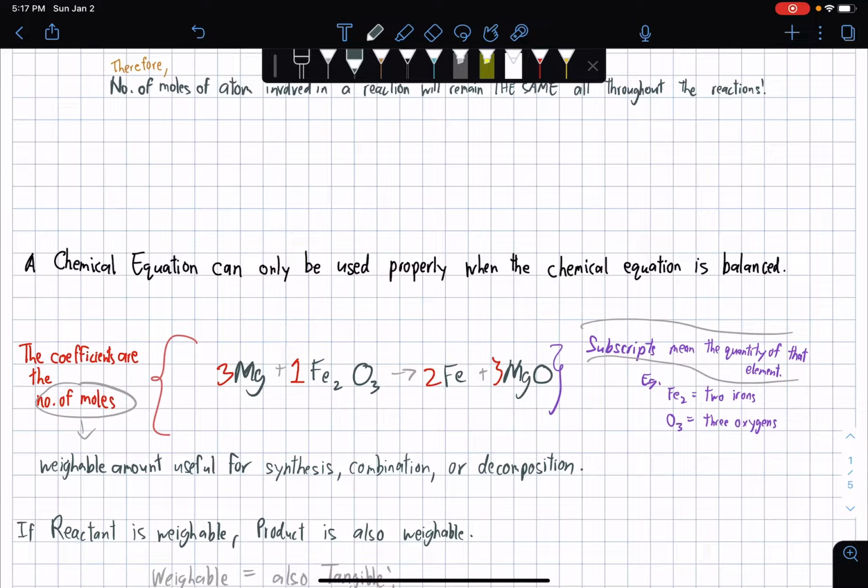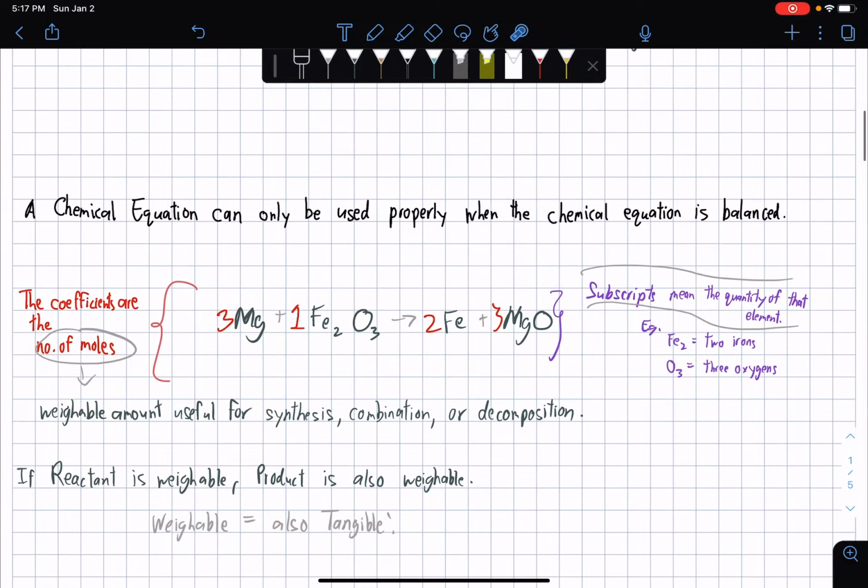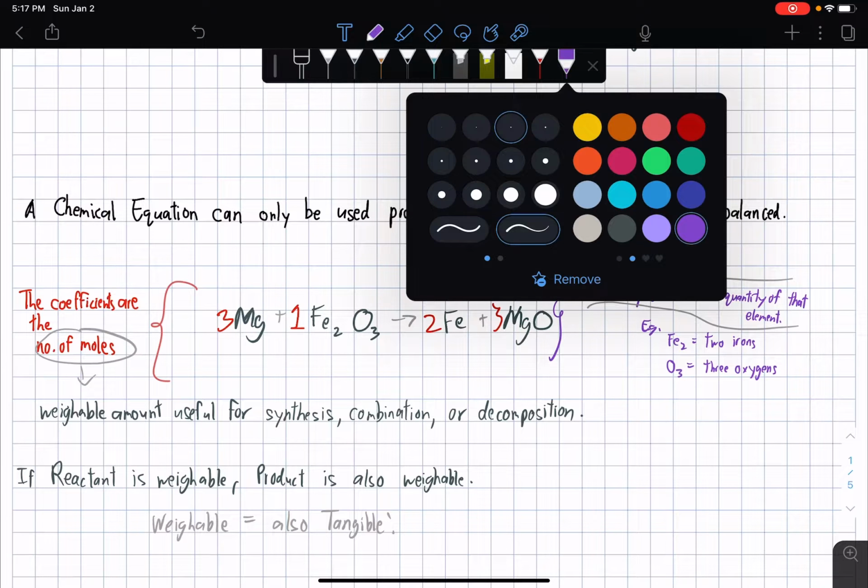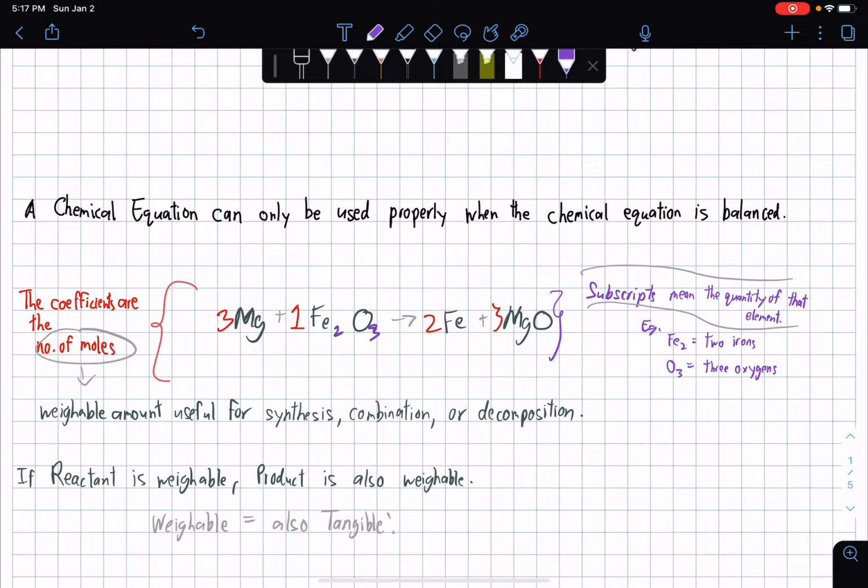The coefficients are the number of moles, as you can see here. The number 3, number 1, number 2, number 3. The subscripts are those that are written in purple for a while. These numbers, sub 2, sub 3, mean the quantity of that element. For example, here in Fe sub 2, they mean 2 irons because Fe is iron according to the periodic table. And O sub 3 means 3 oxygens.